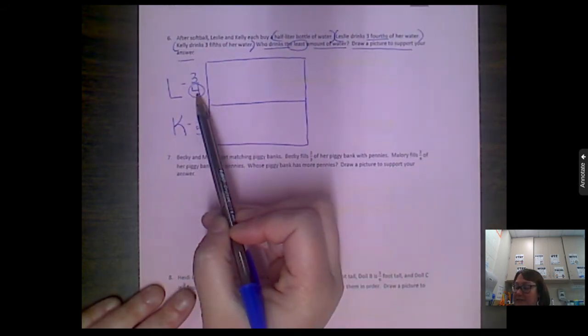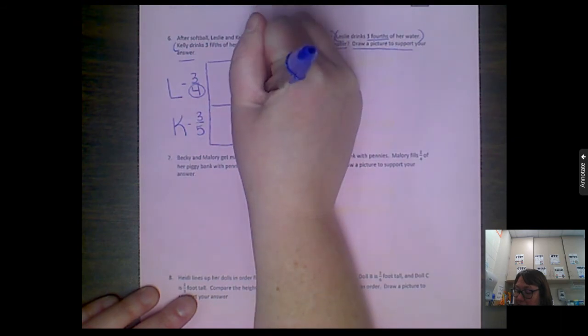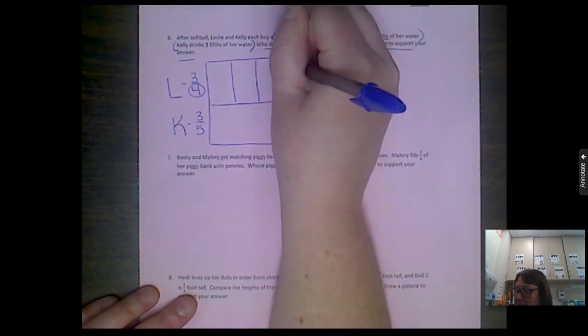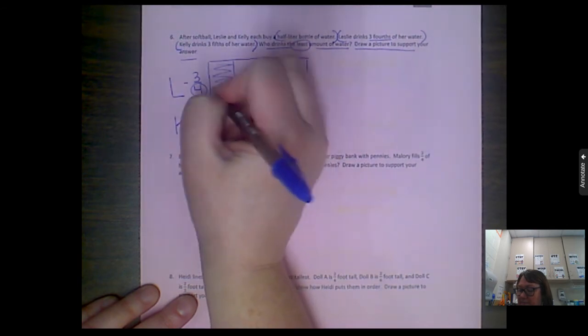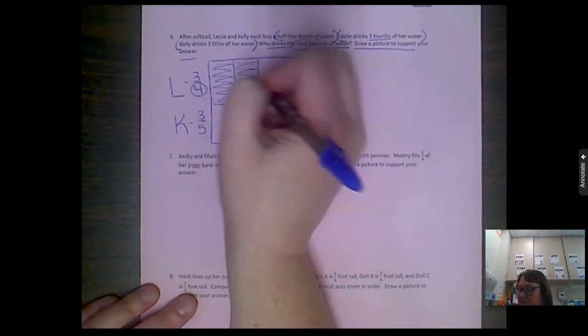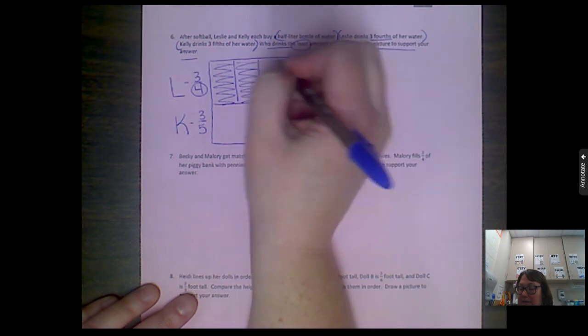All right, so for Leslie, the denominator is 4, so that means we're going to split it up into 4 equal pieces. And we're going to shade 3. And if you need to pause your video at any time, you know the drill, right?